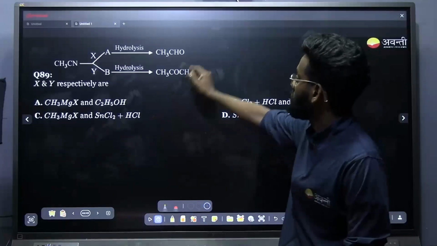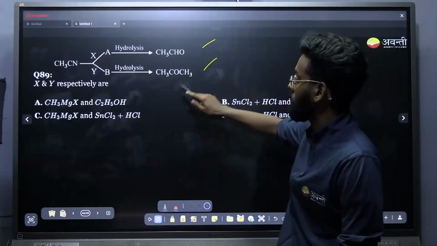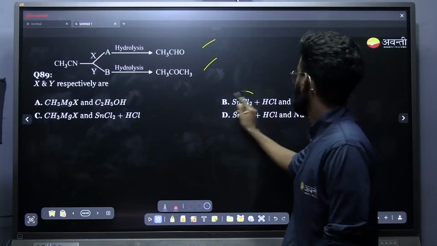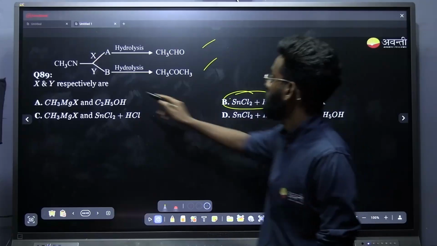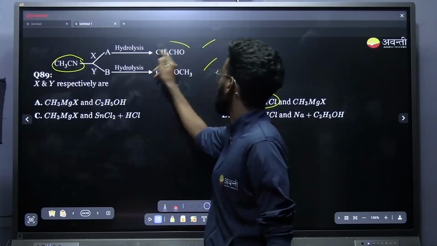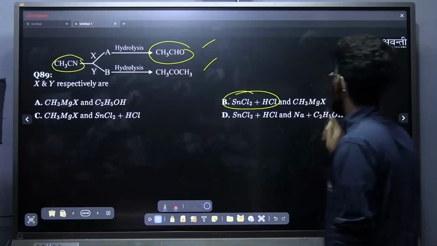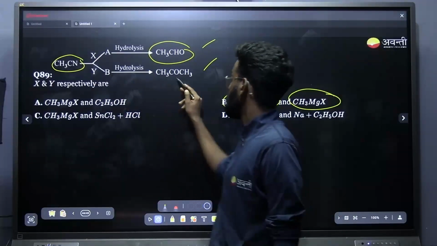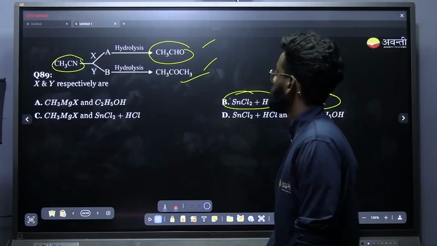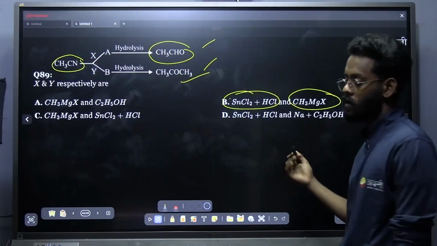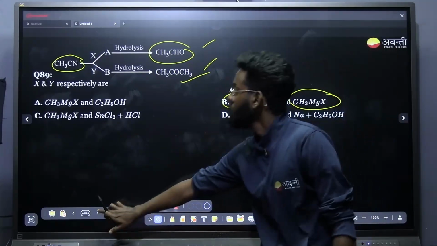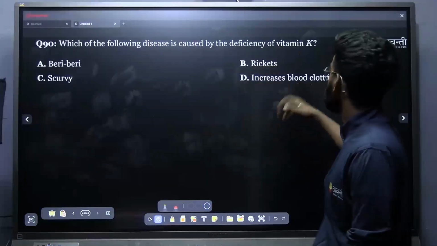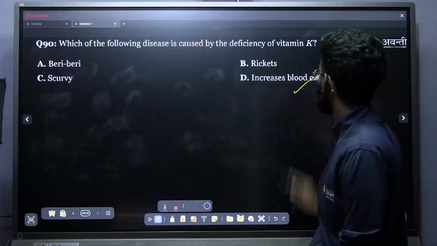Now 89, this we have discussed in the aldehydes and ketones chapter. Which is the answer? SnCl2 and HCl, which will convert nitrile to aldehyde. And then on treating nitrile with the Grignard reagent, it will be converted to H3COCH3. This I have discussed in the last class. Now the last question is an informative question, deficiency of vitamin K. Yeah, it will increase the blood clotting time.